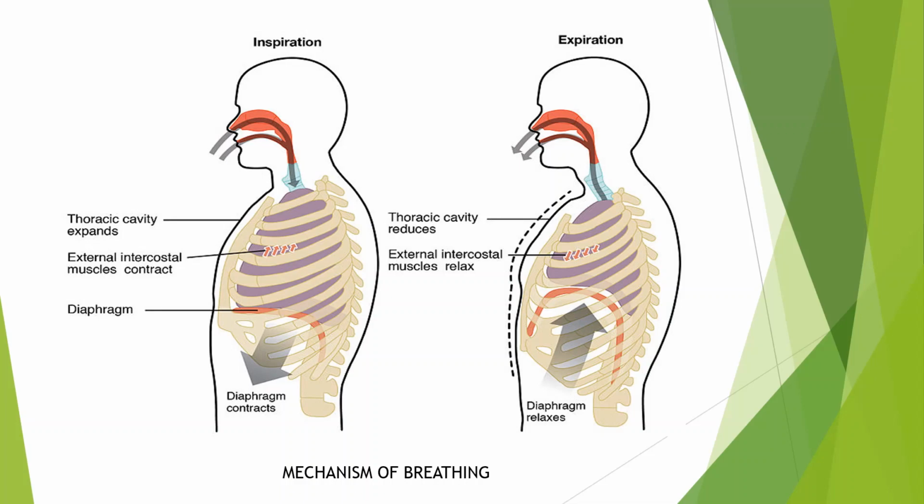So during the inspiration, the size of the thoracic cavity increases, due to which the pressure inside the thoracic cavity decreases, and to equilibrate it, the atmospheric air gets into the lungs. And during the expiration, what happens? The size of the thoracic cavity decreases, due to which the pressure increases and the air is pushed out of the lungs.